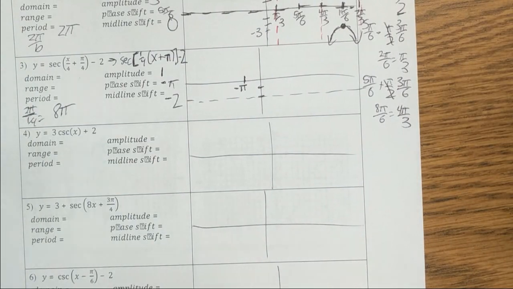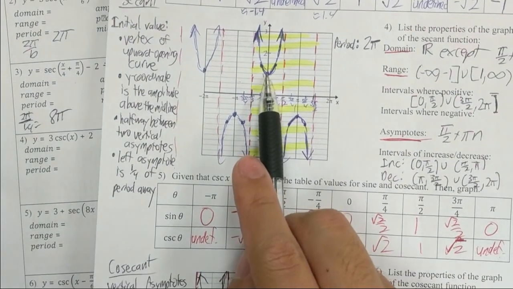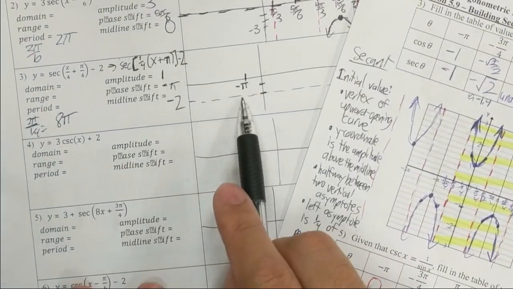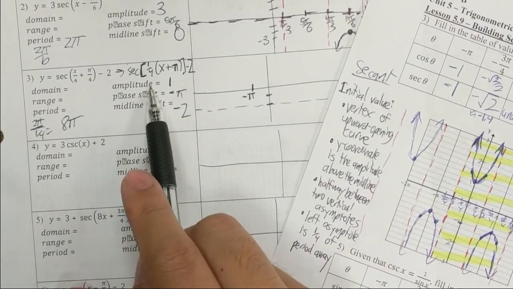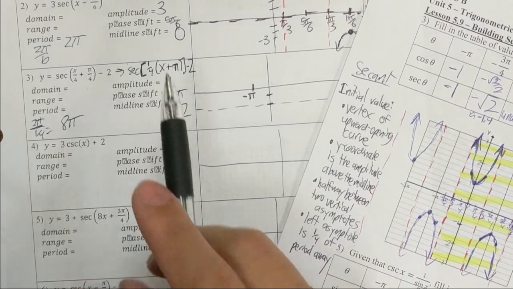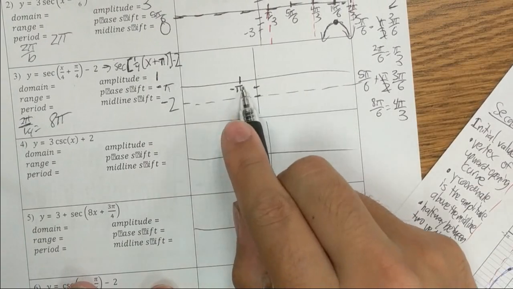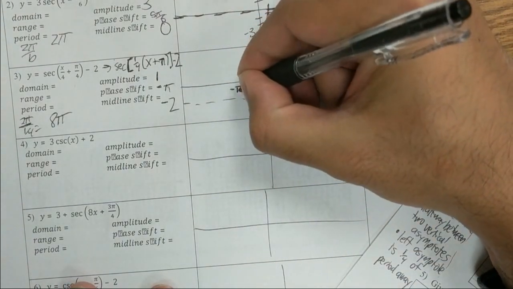Okay, so where should this vertex occur? From the midline, the amplitude says go up 1 unit. So from -2, I go up 1 unit, and now I'm at -1.